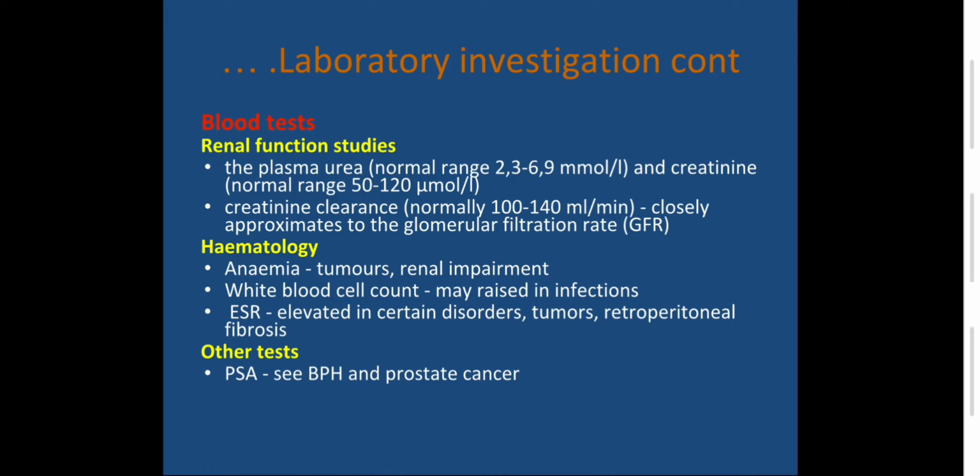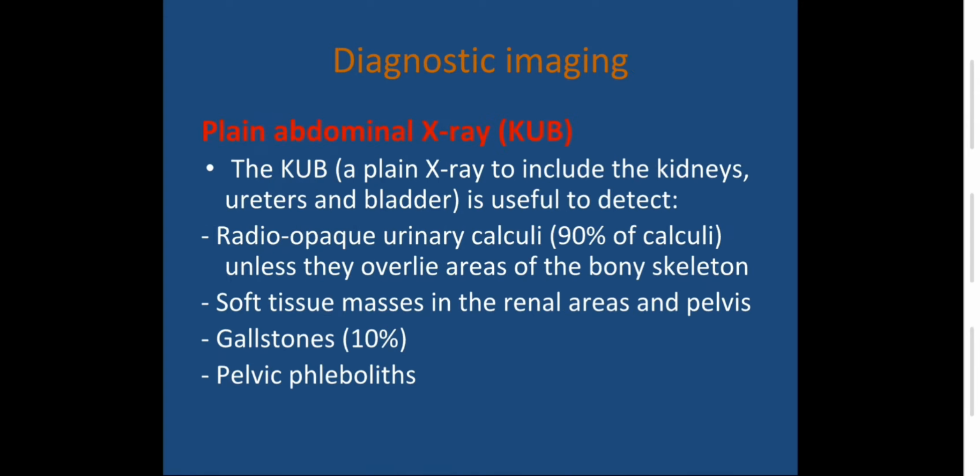White blood cells are elevated in infection of the urinary tract, and in some cases of tumors and chronic inflammatory disease. ESR is also elevated in case of tumor, retroperitoneal fibrosis, chronic disease, and other disorders. Other tests include serum PSA, the prostate specific antigen, which is elevated in prostatic disease.